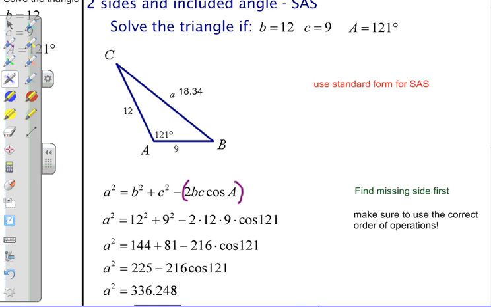All right, well that's all there is to the law of cosines. We'll practice some problems in class, and we will apply it to some harder problems.